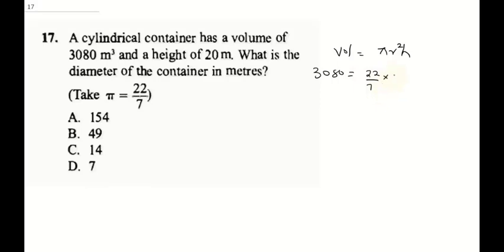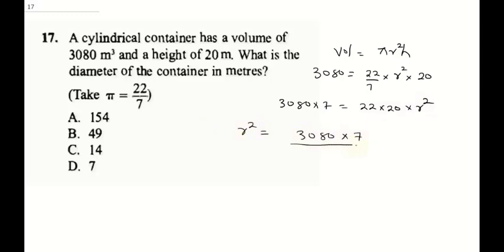The radius is not given, so radius squared times our height, which is 20. So we are going to solve for this. Now, all I need to do is cross multiply. This will be 3080 times 7 is equal to 22 times 20 times r squared. Therefore, r squared will be 3080 times 7, all divided by 22 times 20.